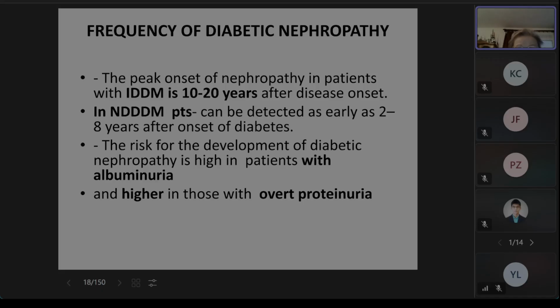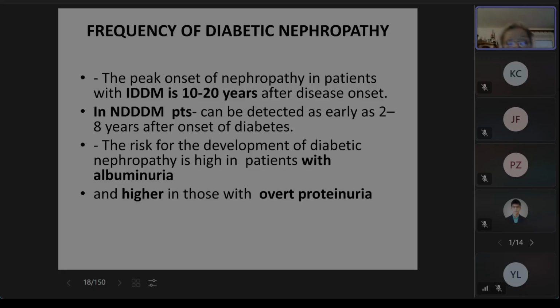As regards the frequency of diabetic nephropathy, the peak of the onset of nephropathy in patients with type 1 diabetes mellitus is between 10 and 20 years of duration of diabetes mellitus. But in patients with type 2 diabetes mellitus, diabetic nephropathy can be found much earlier. It is found even after 2 up to 10 years of duration of diabetes mellitus.